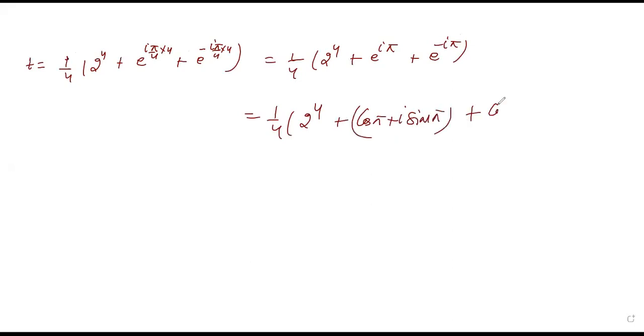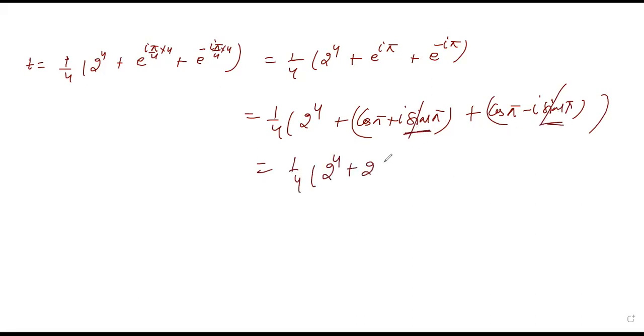plus cos pi minus iota sin pi. The iota parts cancel, only the real part remains. 1 by 4, 2 raised to the power 4, 2 cos pi. That becomes 1 by 4, 2 raised to the power 4, times cos pi which is minus 1, times 2, giving minus 2. That is your answer. Got it?